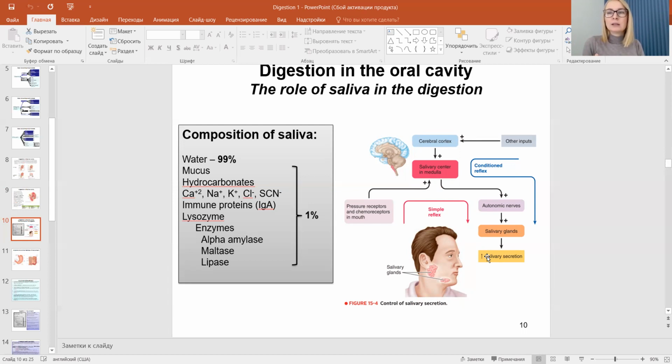Inputs that arise outside the mouth and are mentally associated with the pleasure of eating act through the cerebral cortex to stimulate the medullary salivary center.